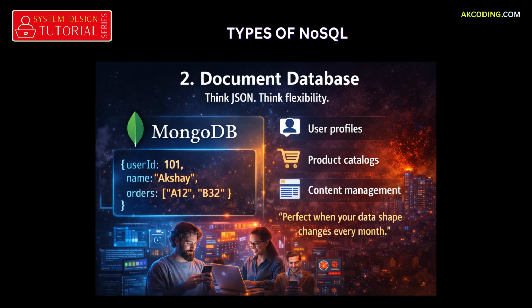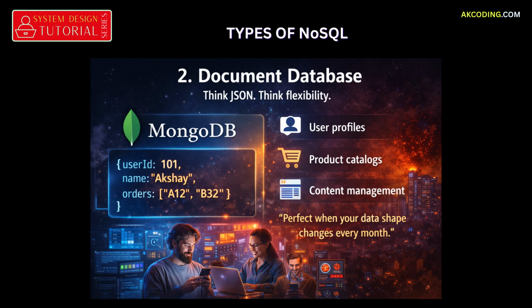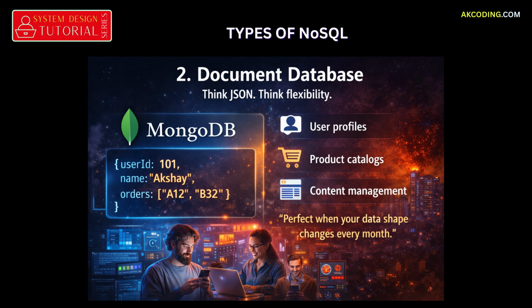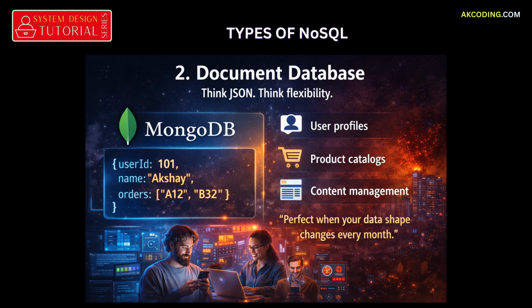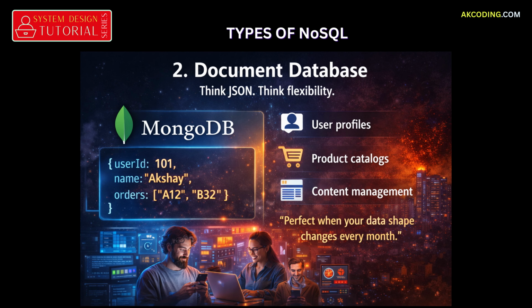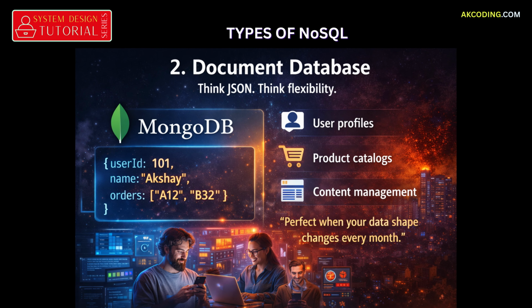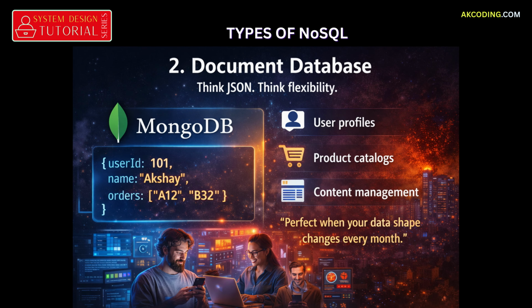Number 2, document database. Think JSON, think flexibility. For example, MongoDB. It stores data in JSON format like user ID, name, and others, used for user profiles, product catalogs, content management. Perfect when your data shape changes every month.